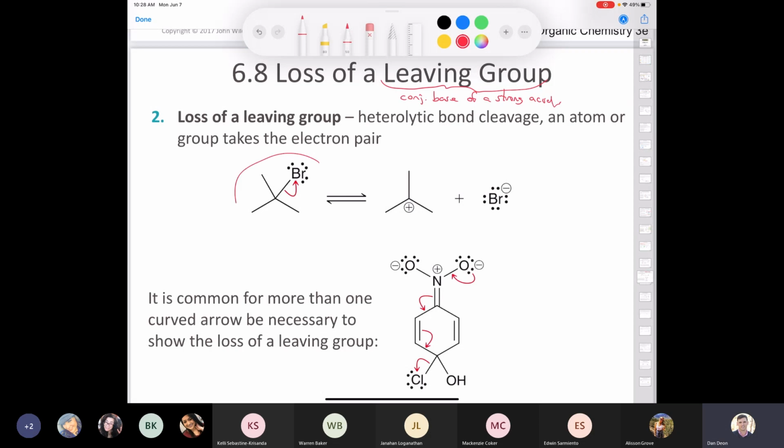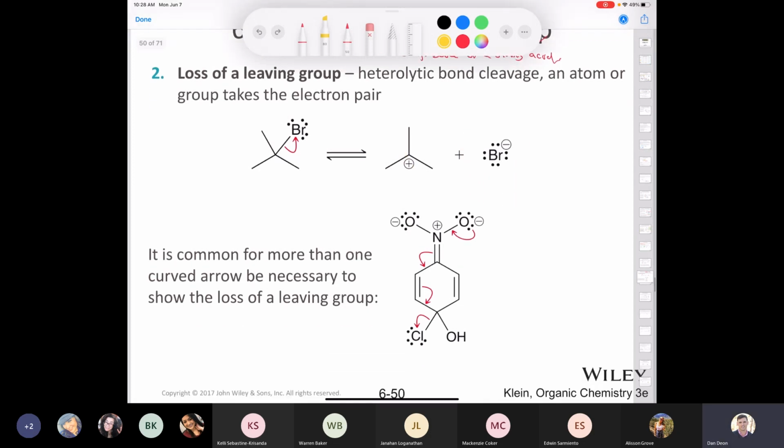So here we have what is called tert-butyl bromide. You see that the leaving group is leaving, and the bromide is the leaving group. Why is it leaving? Because remember, bromide is the conjugate base of HBr, which is a strong acid. Now here we're only showing one bond being broken in order to show the loss of the leaving group, and we form the carbocation and the bromide. However, it's very common to have more than one curved arrow required to show the loss of the leaving group.